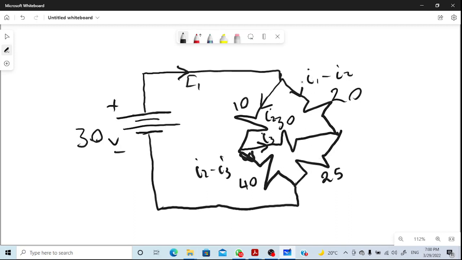Now I1 minus I2 comes in this direction, and then I3 goes in this direction. So the current that goes in that direction is I1 minus I2 plus I3. As long as you can understand what's happening with this current, you got it right.